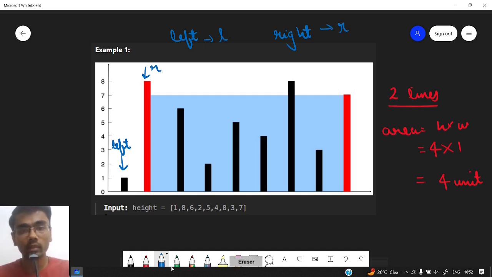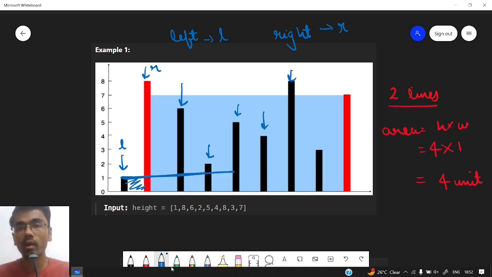So L and R. We will first see what is the total amount of water that we can store by these two lines, so we will get the answer as this. Then we will shift our right line to here and see the total amount of water that we can store by these two lines. Then we will check for these two lines, and then these two lines, and we will try out each and every possible combination.